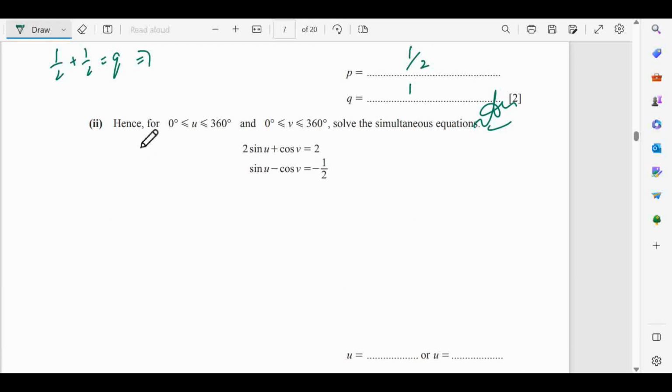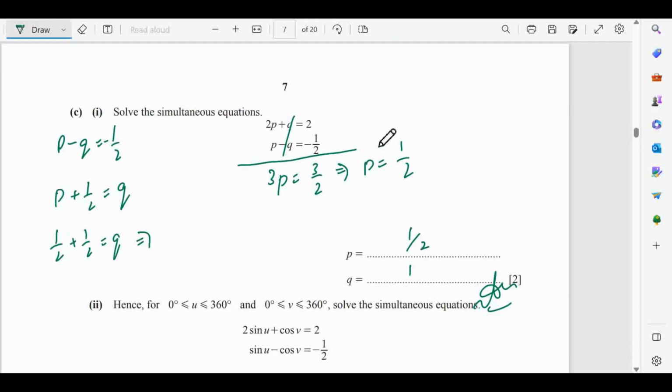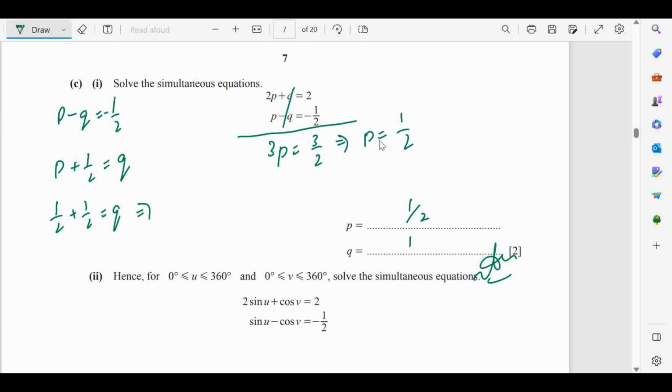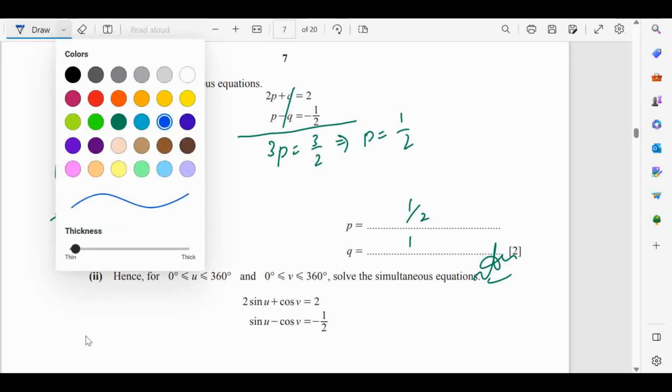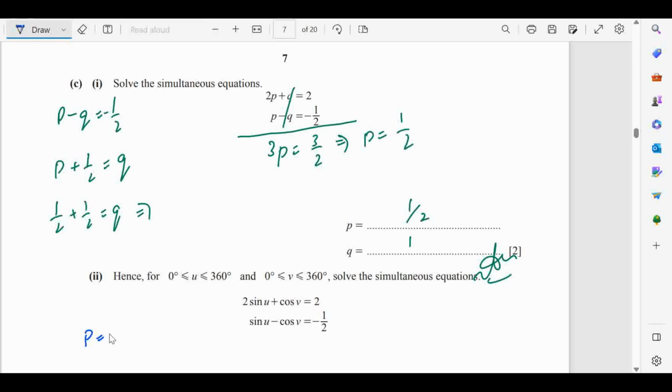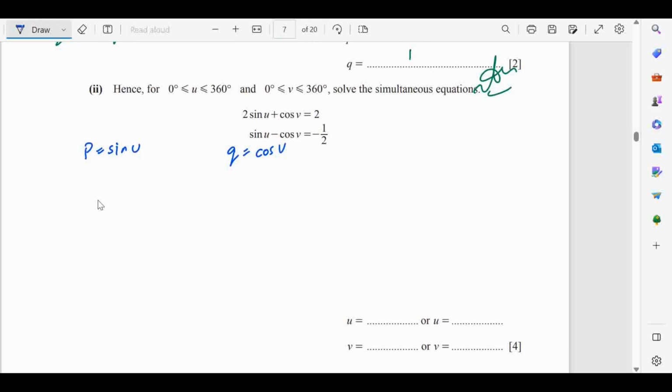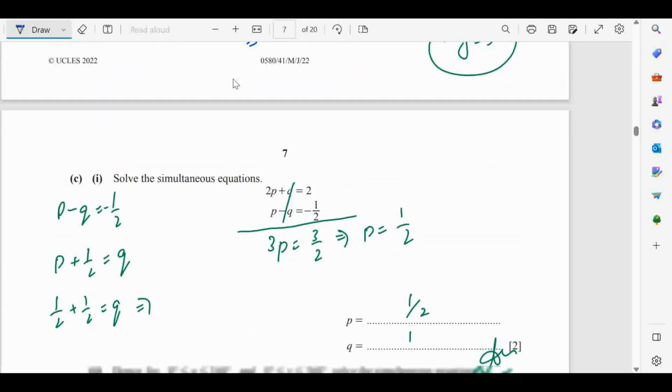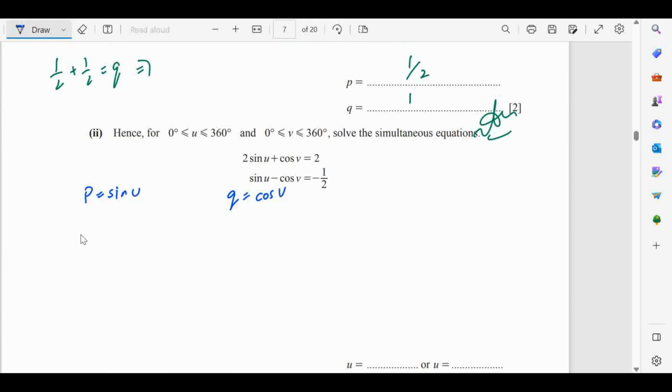Hence for 0 to 30 degrees, solve simultaneously. Now trigonometric ratios are involved. So we can see here that these two equations are quite similar. If we write p is equal to sine of u and q is equal to cos of v, so these two are quite similar. So that is why we can use the previous values, that p is equal to 1 by 2. So sine of u is equal to p. So sine of u is equal to 1 by 2.